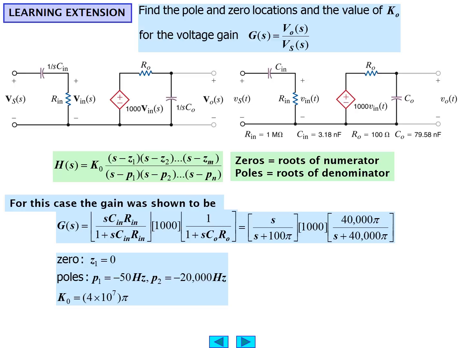So if we look at the particular representation, we find that since the numerator term only has an s in it, there is a single zero, namely z1 equals 0. But the denominator has two terms in it, and those terms are 100 pi, which is approximately 50 hertz, and 40,000 pi, which is approximately 20,000 hertz. So our P1, at least in hertz, equals minus 50 hertz, and P2 is equal to minus 20,000 hertz. Substituting in those numbers and the expected gains, we would find that K0 is about 4 times 10 to the 7th pi as a result.